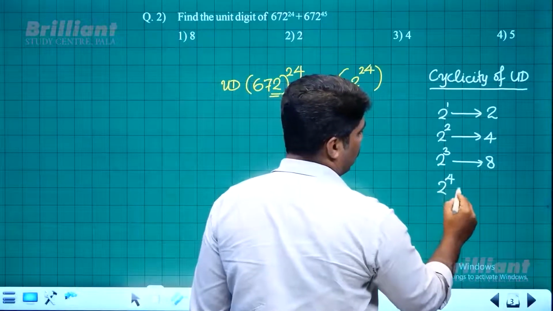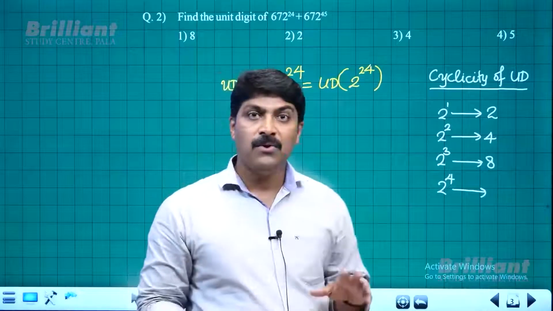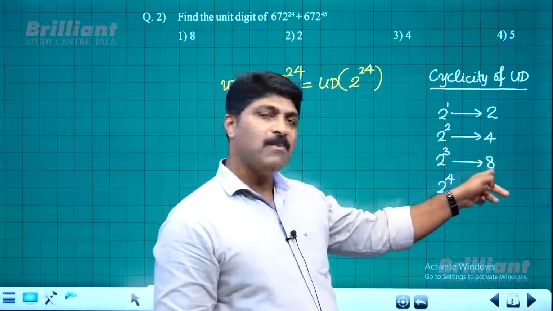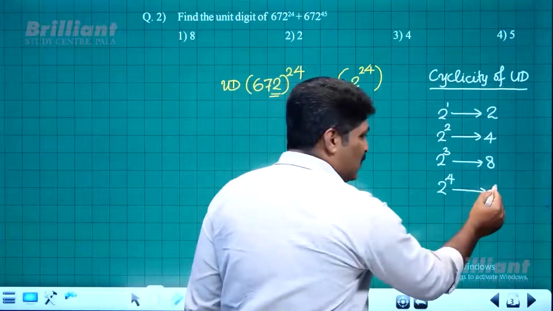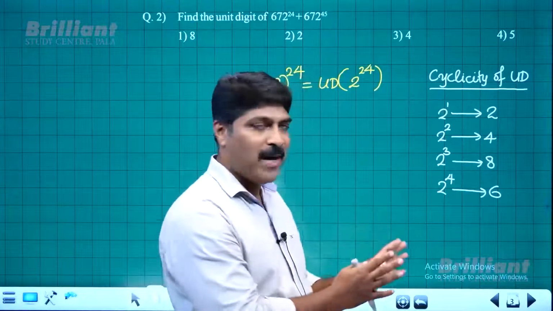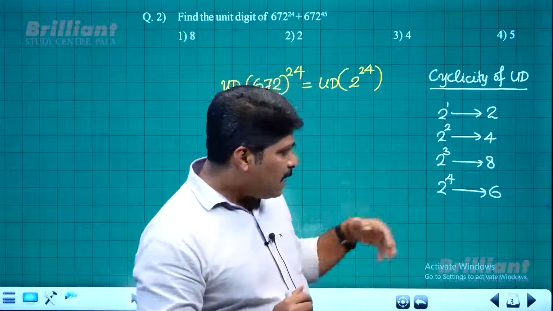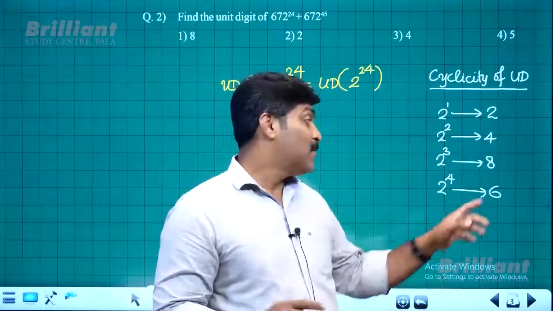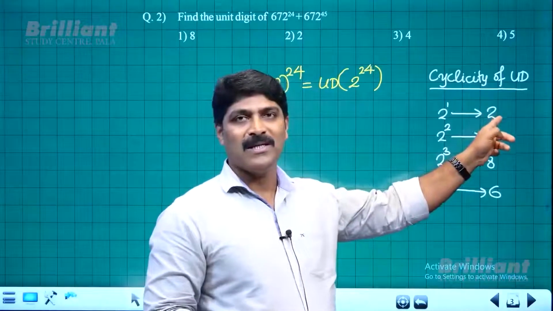Then 2 raised to 4. If it is 2 raised to 4, either you consider the actual value of 2 raised to 4, or you simply multiply this 8 by 2. What will it become? 16. You just write only 6. You don't want to write the entire 16 as a whole value here. We are considering only the unit digit. Then think about the next value. If we are considering 2 raised to 5, that is 6 into 2, which will become 12. So its unit digit is again 2.